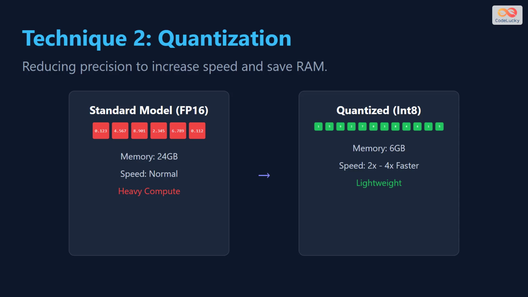Next is quantization. Standard AI models use high-precision numbers that take up a lot of memory. By converting these to lower precision numbers, like 8-bit integers, we reduce the model size drastically. This allows it to run faster and use less memory, with almost no loss in intelligence.